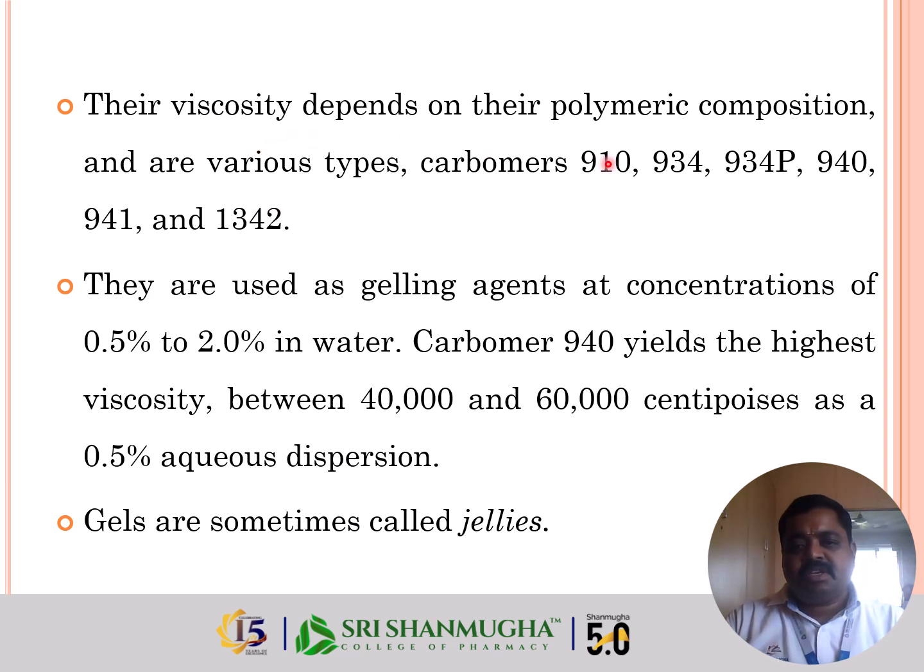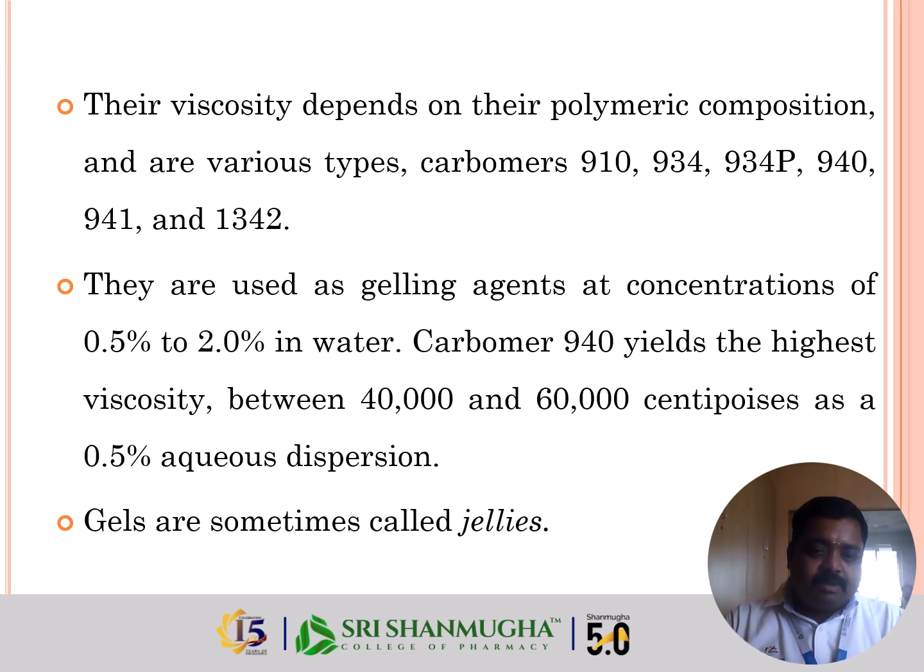So here the viscosity depends on the polymeric composition based on the grade, as I said earlier, different grades for the same polymer with different molecular weights, but high molecular weight substances are used here. They are used as gelling agents at concentrations from 0.5 to 2.4 percent in water. Carbomer yields the highest viscosity, between 40,000 and 60,000 centipoise, as a 0.5 percent aqueous dispersion.